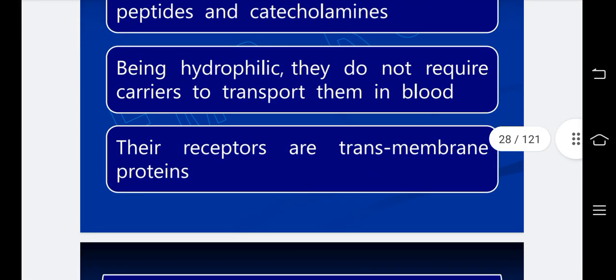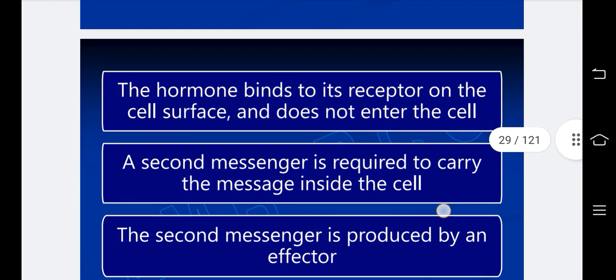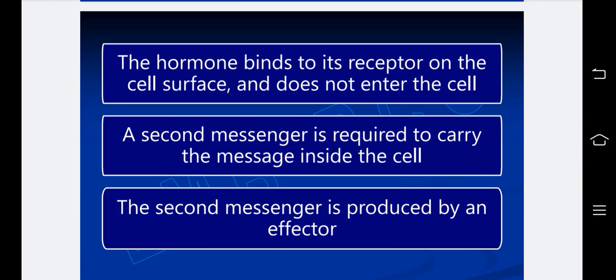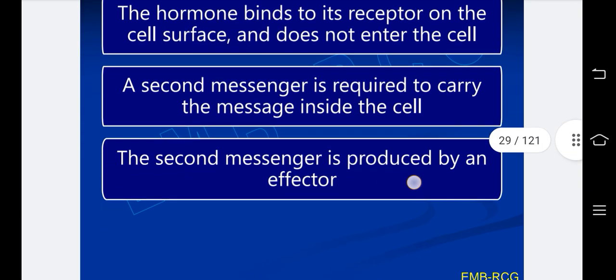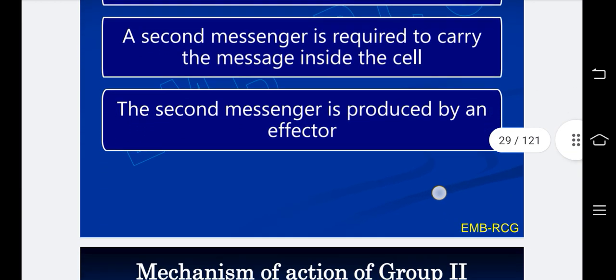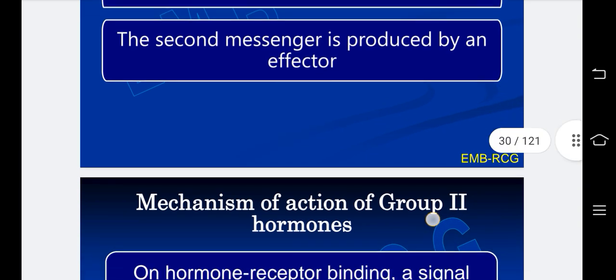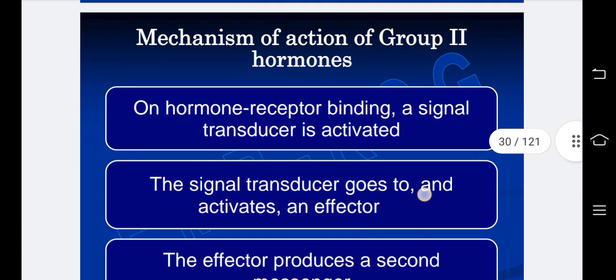Their receptors are transmembrane proteins. The hormones bind to their receptor on the cell surface and do not enter the cell. A second messenger is required to carry the message inside the cell. A second messenger is produced by an effector. Mechanism of action of group 2 hormones.